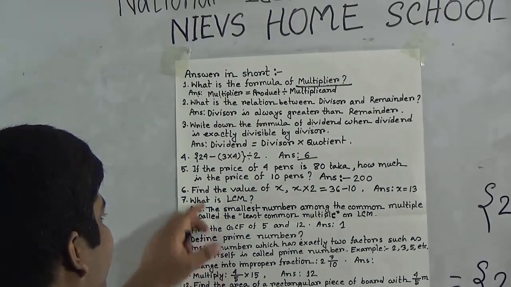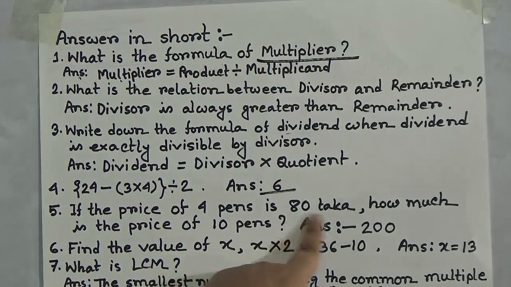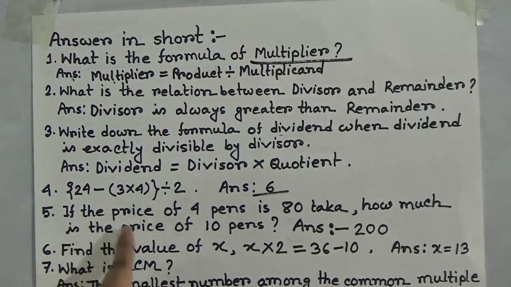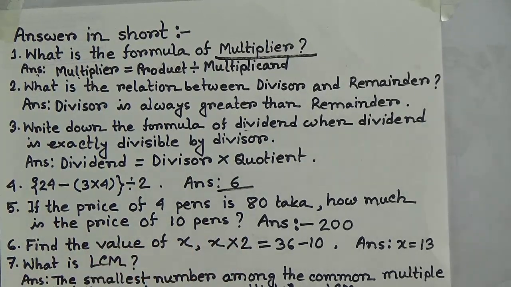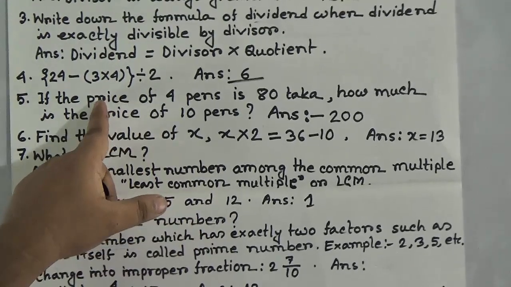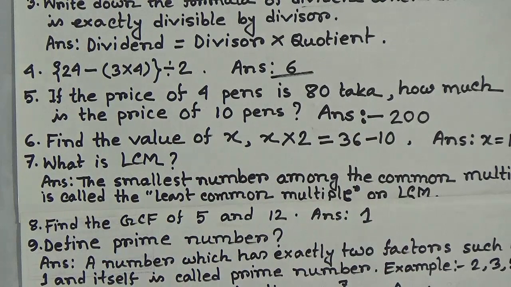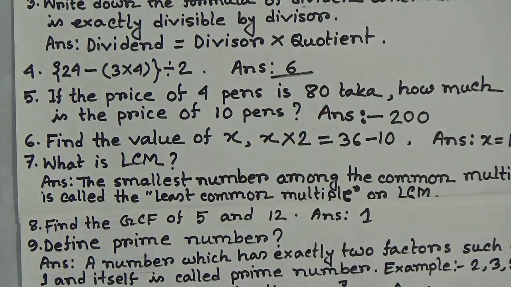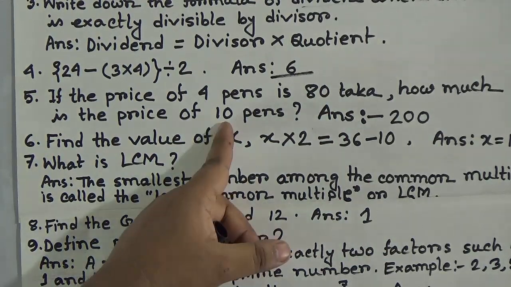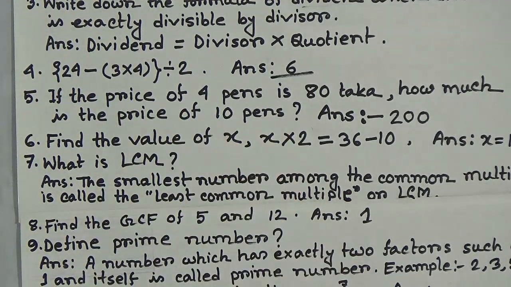Okay. Our next question is, if the price of 4 pens is 80 taka, how much is the price of 10 pens? At first we make a plan how to solve this math. The price of 4 pens is 80 taka, it is given. We use here the unitary method. From this information, at first we find out the price of 1 pen. Then we multiply this price of 1 pen with 10 pens and finally we get the price of 10 pens. So let us solve this math.